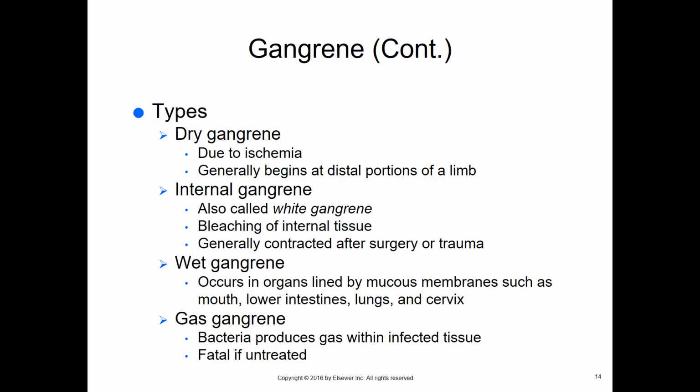Internal gangrene, also known as white gangrene, and this is caused by bleaching of the internal tissues. And generally, you'll see this after a surgical procedure or some sort of trauma. And then wet gangrene, which occurs in the organs that are lined by those mucous membranes, like the mouth, the lower intestinal tract, the lungs, and the cervix.